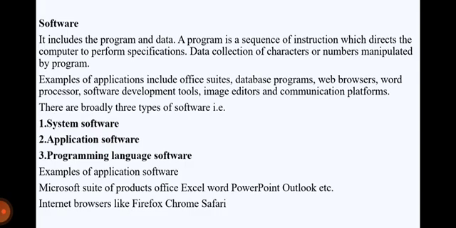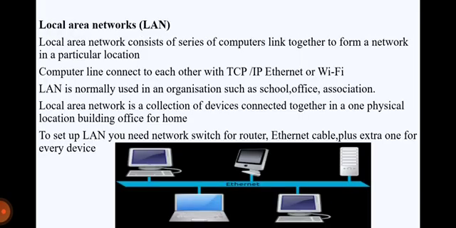There are broadly three types of software. First one is system software, second application software and third one is programming language software. Examples of application software: Microsoft Office suite of products, Excel, Word, PowerPoint, Outlook, etc. Internet browsers like Firefox, Chrome and Safari.